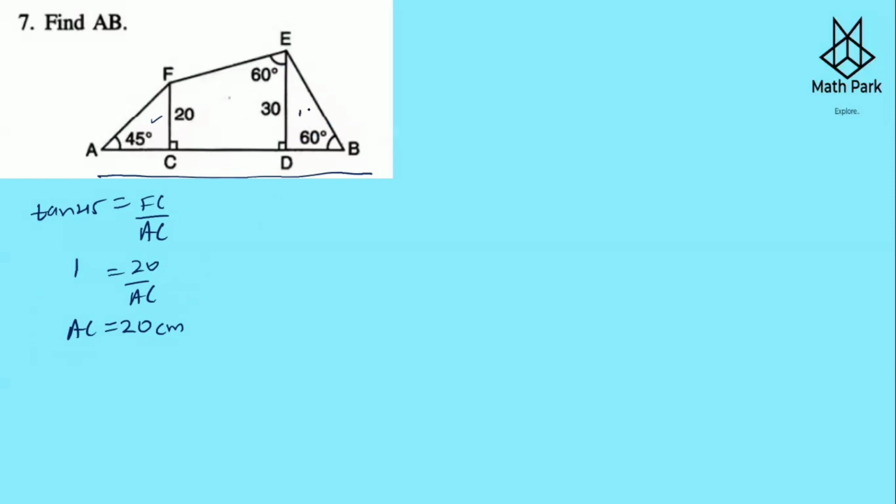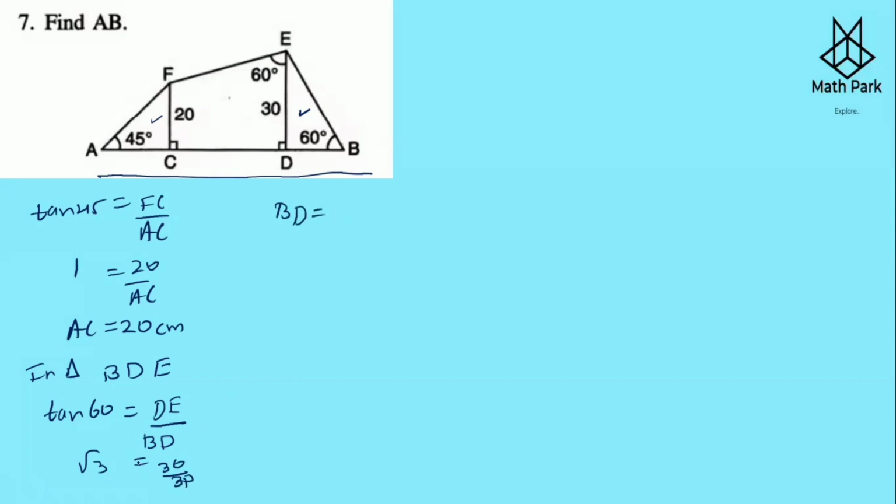Now in this triangle, in triangle BDE, we will be using opposite and adjacent. So we will again use tan 60. So you have tan 60 is opposite, which is DE, upon adjacent, which is BD. So tan 60 is root 3, which is equal to DE, which is 30, upon BD.